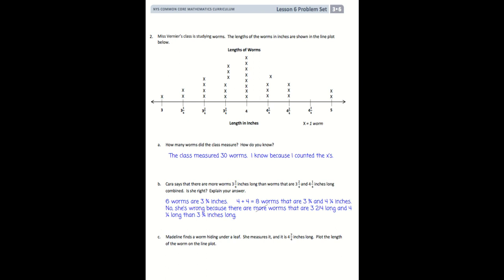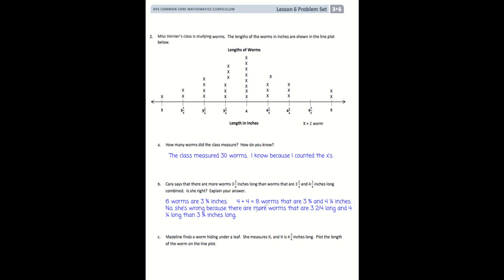And there are 4 worms that are 3 2/4. 1, 2, 3, 4. That's where that 4 is coming from. And 4 that are 4 1/4. 1, 2, 3, 4. That's where my other 4 is. So 4 plus 4 equals 8 worms that are 3 2/4 and 4 1/4 inches.